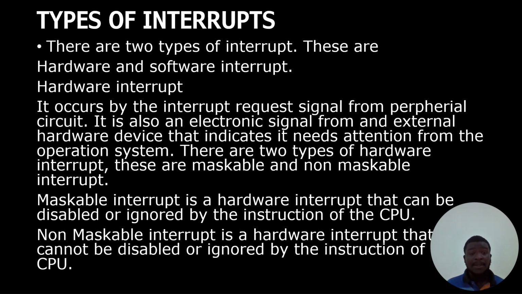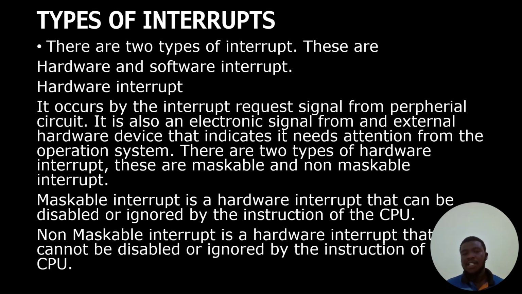With a maskable interrupt, this is a hardware interrupt that can be disabled or ignored by the instructions of the CPU. Meaning when we say it can be disabled or ignored, the current task at hand could come to an end before the interrupt is serviced. So maybe you're on a game, you have a call, or there is an interrupt which needs to be serviced. Because it is maskable, you can let go of it, finish the current program, and then go back and service the interrupt.